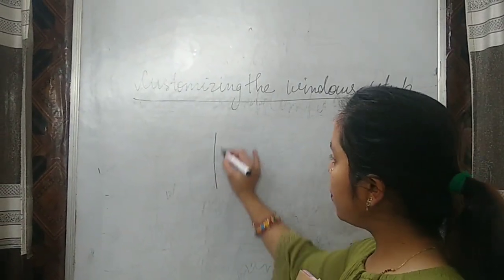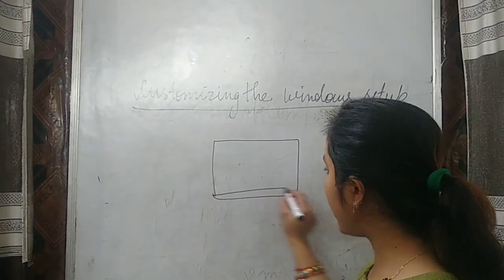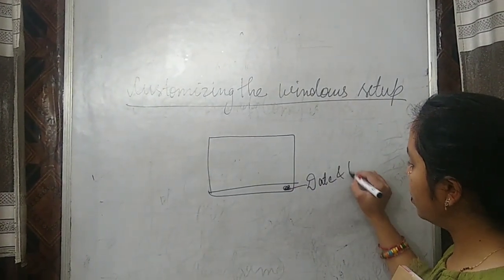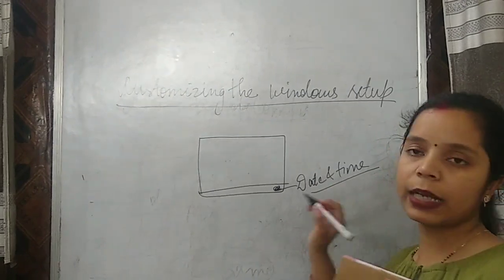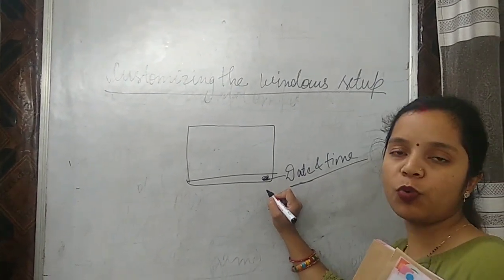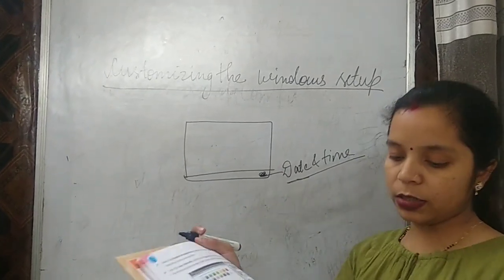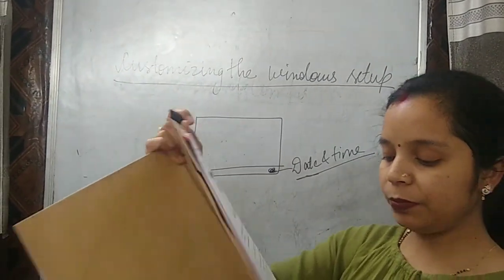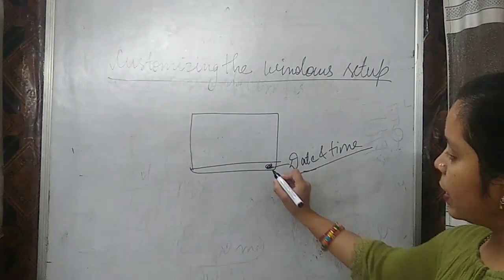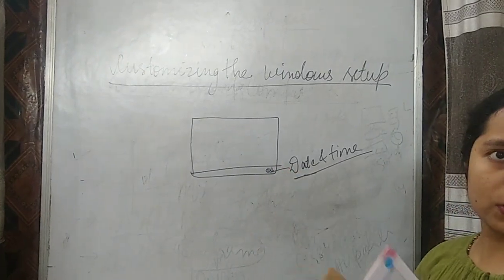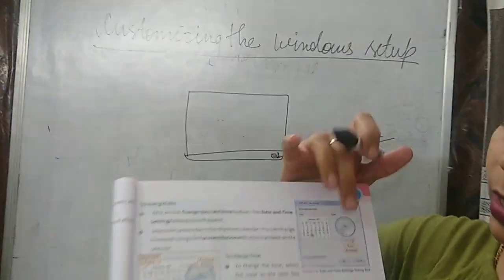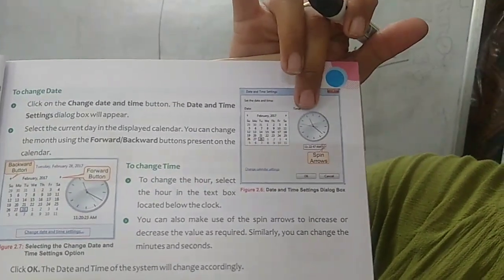When you open your computer, on the taskbar on the right hand side, the date and time is shown. Here you see the date and time of your computer. Now if the date and time is not correct, or you want to change it, how will you change it? You will click on the date and time button. When you click on it, this window will open on your computer.